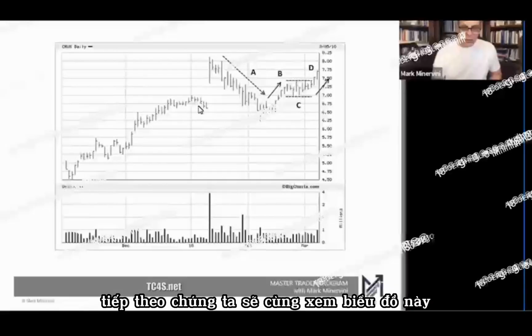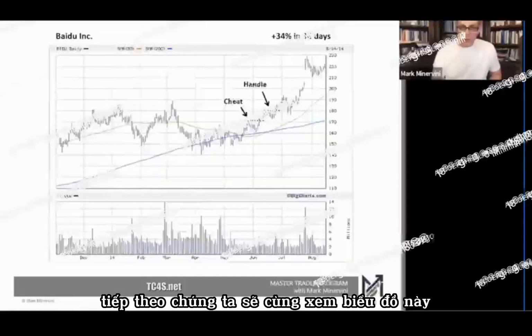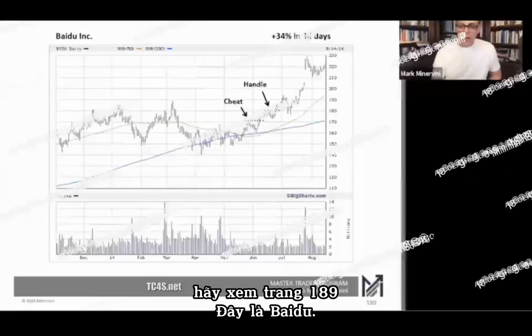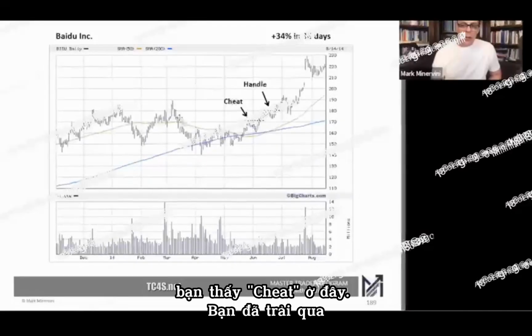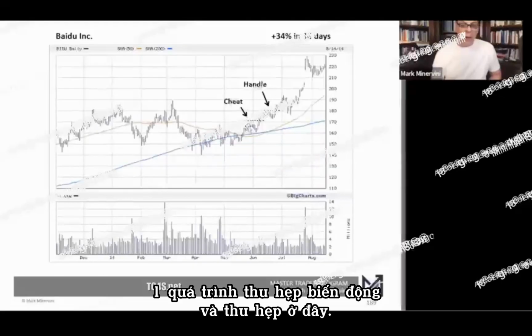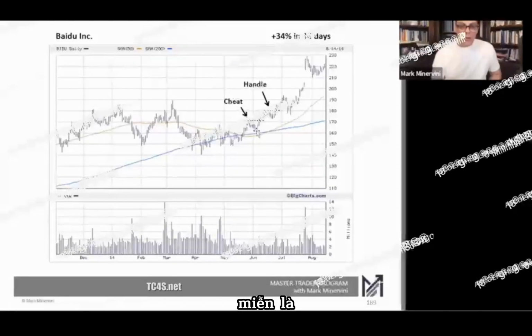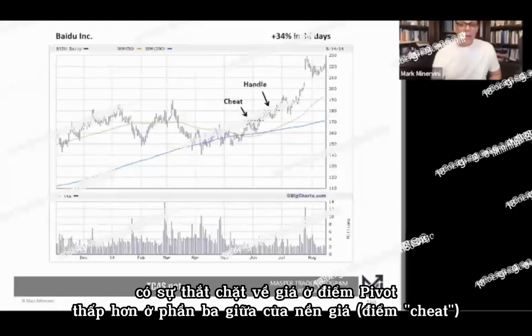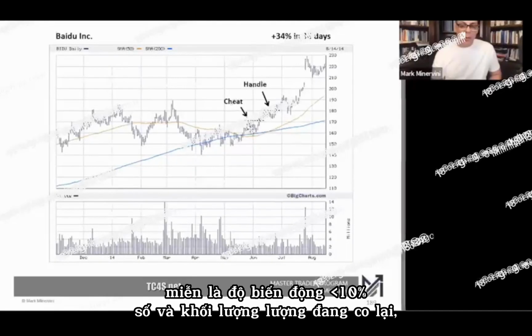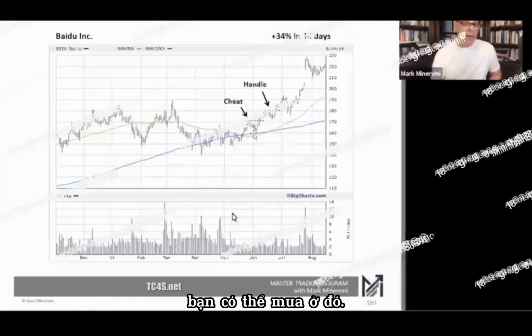Let's move forward because we looked at this chart. Let's go up to, okay, let's look at page 189. So this is Baidu. So again, you see the cheat here? So you've gone through that volatility contraction. You've contracted here. Now, as long as the price tightness in that lower pivot point in the middle third of the base is in single digits and the volume's contracting, you can buy it there. You can buy it there.